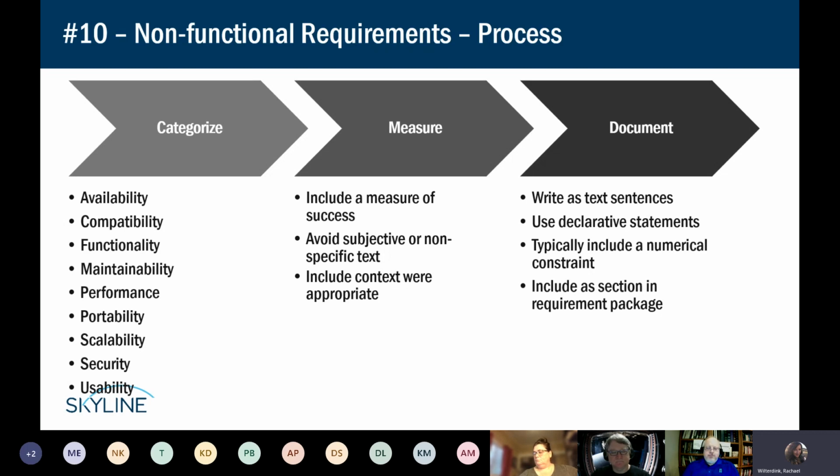Like if you Googled it, you could find a list with 100 different types of non-functionals on it. But these are the key ones to pay attention to.